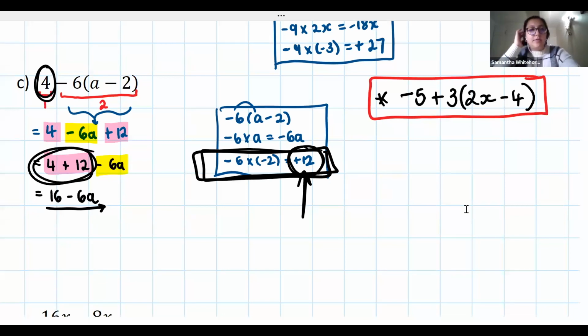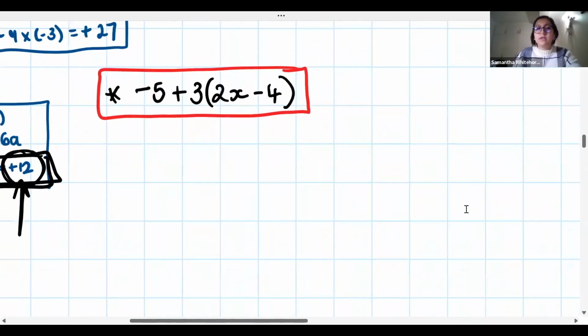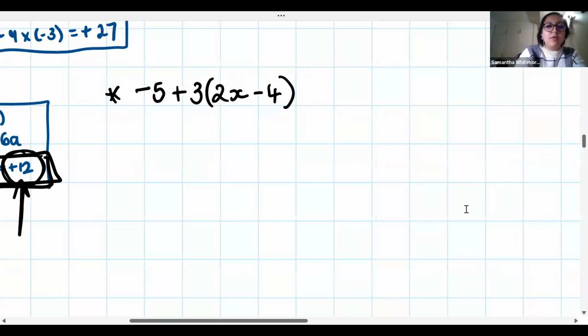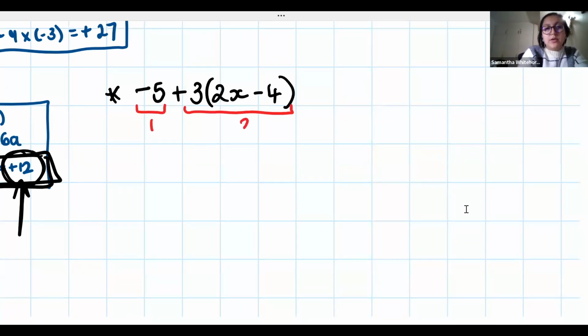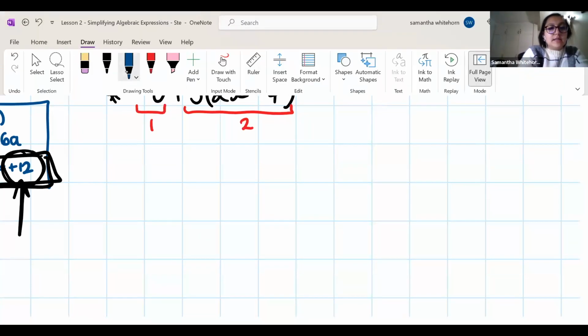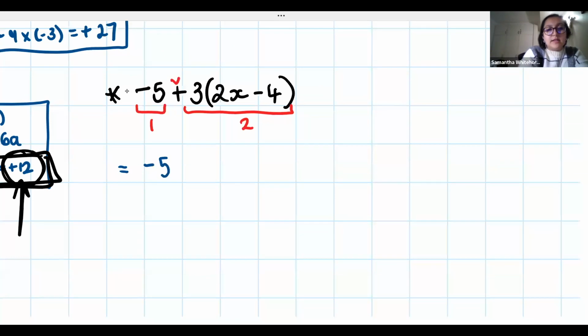Okay, let's have a look, grade 8. So if we go over to this question, I'm just going to take this red block off. We've got two terms, term 1, term 2. I know that because this plus is separating my terms. So very important that we know what separates our terms and which terms we have. What that means is that term 1, I can't simplify. It's -5. It is what it is. But the second term I can simplify.